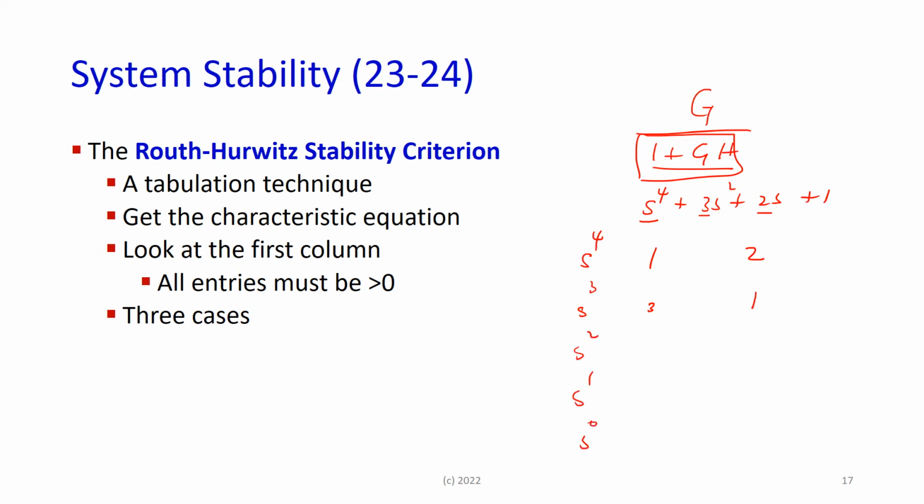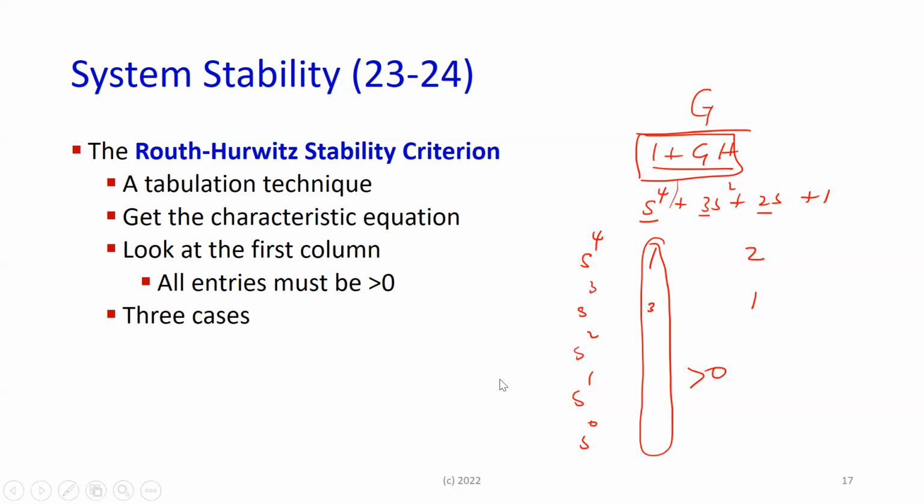And the recordings and the slides explain how to do it. All you have to do is not make mistakes. It's just algebra. And then you look here. Everybody in this first column has to be greater than 0. If it is not, the system is unstable. And the number of sign changes tells you how many poles are misbehaving.